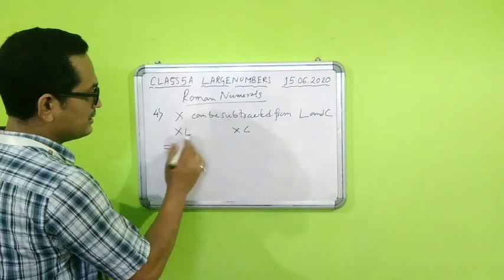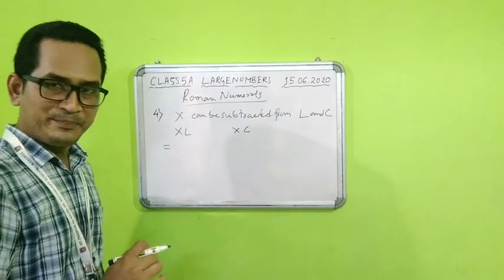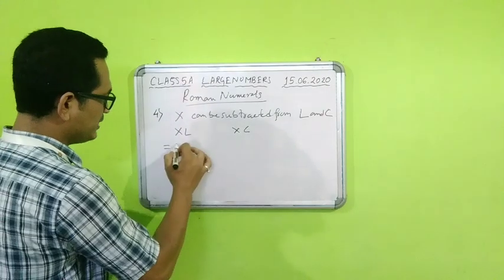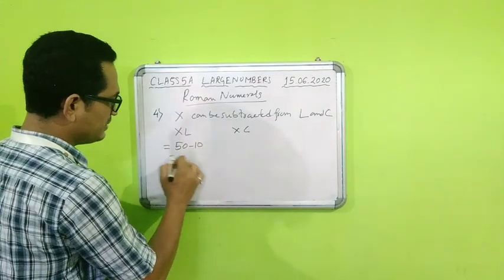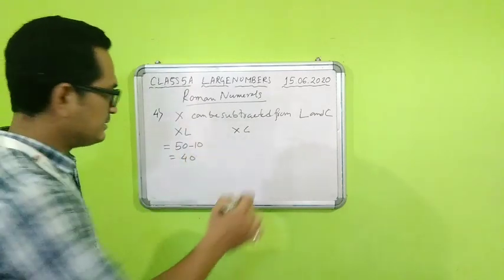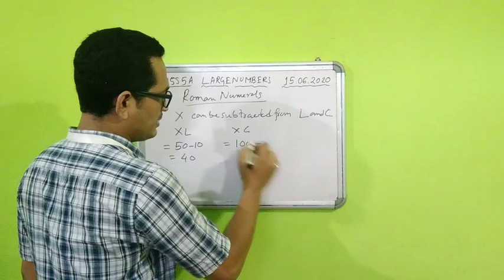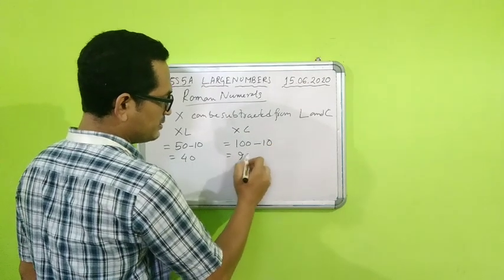Now XL. X means 10, L means 50. So the smaller one is on the left, greater one is on the right. So we have to subtract. So 50 minus 10, how much will it be? It will be 40. Similarly here, X is smaller, C is greater. C means 100 and X means 10. So we have to subtract and that will be 90.